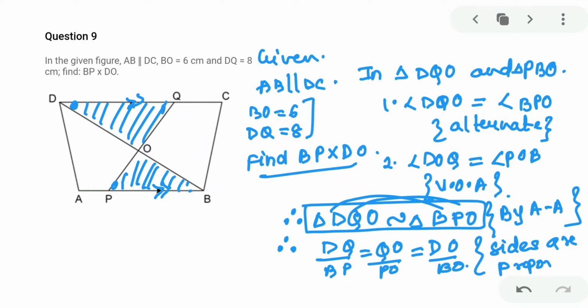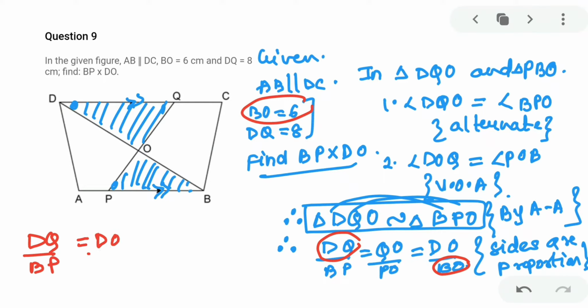Correct. Once you got that, what will you do? Yes, what is given to you? Check what is given to you. BO is given to you and DQ is given to you. So these both things are given to you. I will take DQ upon BP is equal to DO upon BO. The middle one is not needed, so you can make it invisible.